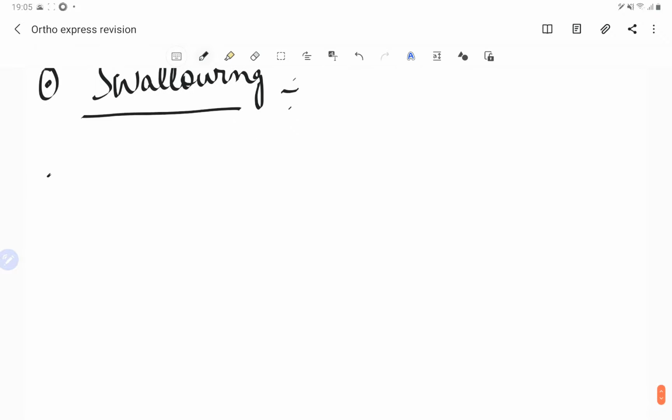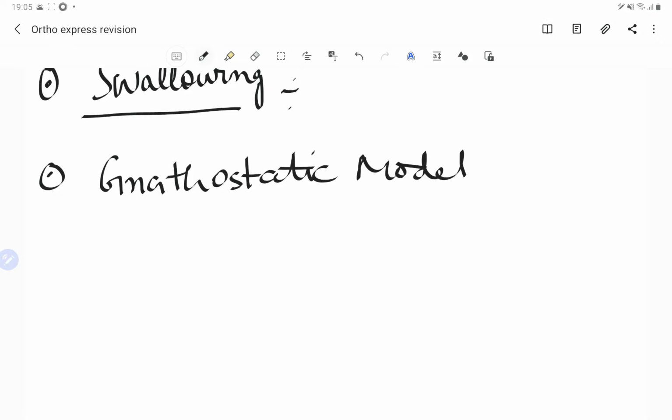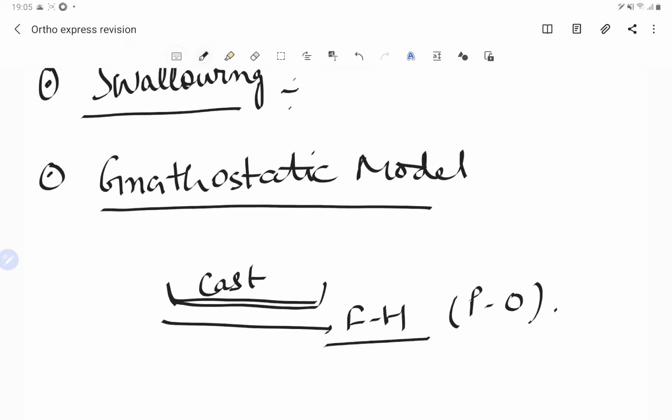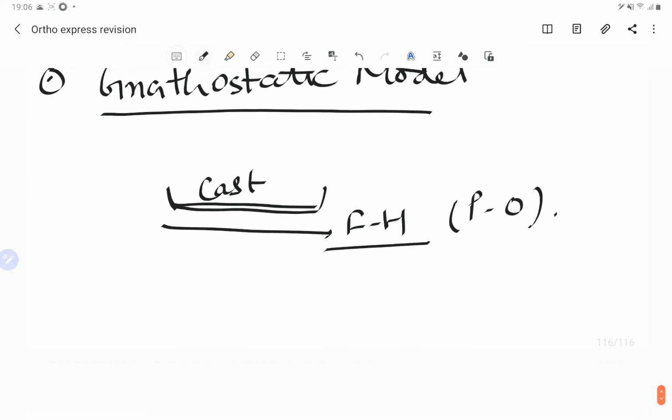Now guys, talking about the models, we have the gnathostatic models. These are basically orthodontic models where the base of the cast is trimmed to correspond to the Frankfurt horizontal plane. So the base of the cast is parallel to the FH plane. The FH plane is porion to orbitale, which we will talk about in cephalometry.